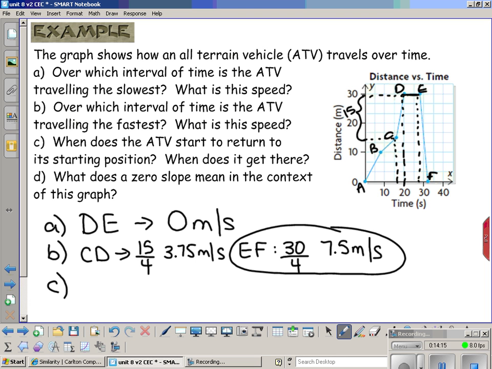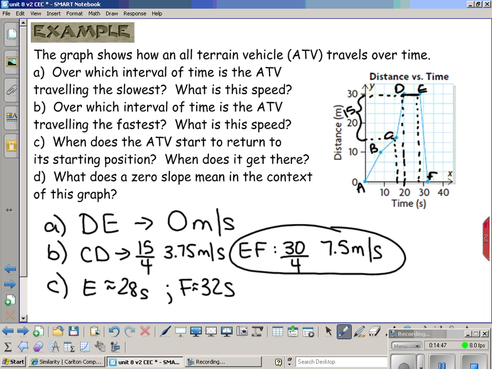C. When does the ATV start to return to its starting position? So at A, it's where he started, then he travels, he stops for a while from D to E, and then he returns to go home. So it's at point E, which is at approximately 28 seconds. When does it get there? It gets there at point F, which is about 32 seconds.